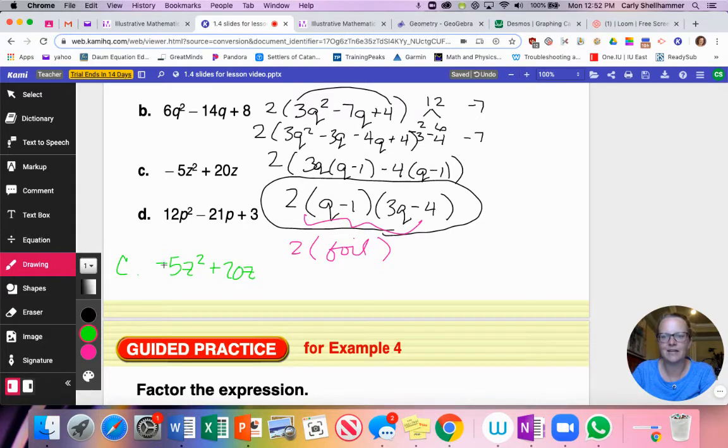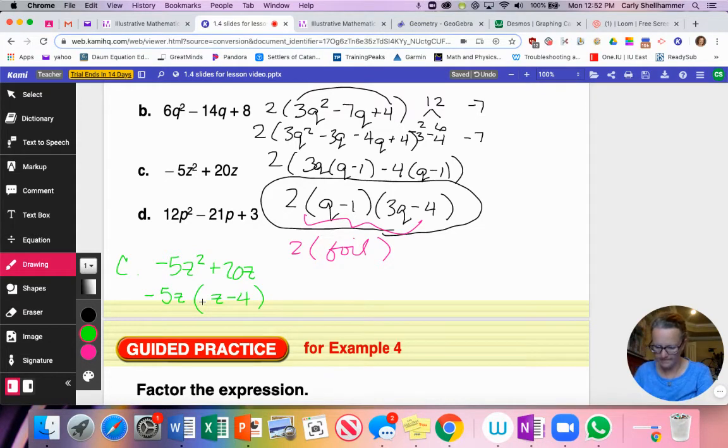Whenever you have a negative leading, go ahead and try to factor out the negative to see if it helps any. So I'm going to try to factor out a negative 5z, and I'm left with z minus 4. I'm not sure if that's right, so let's distribute it back. If I multiply these, I get a negative 5z squared. And if I multiply this, I get a positive 20z. So actually right there, I'm going to double check. I can't imagine what I would have done wrong, and I think I'm good.